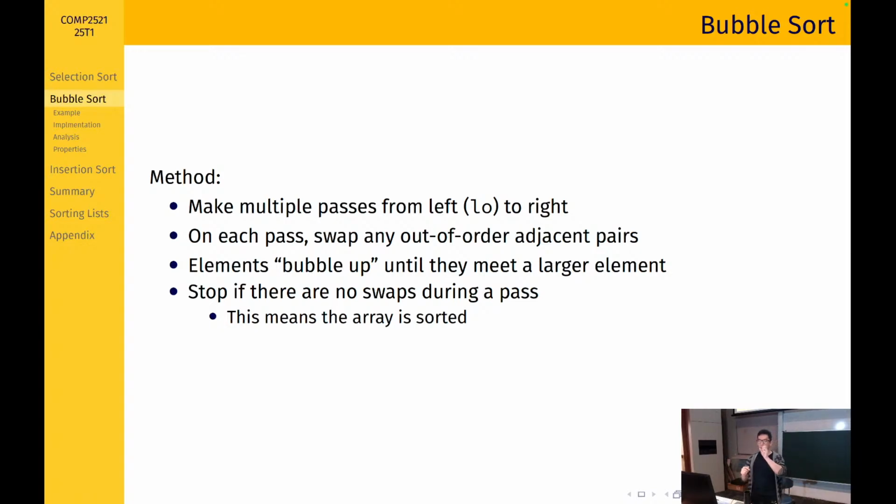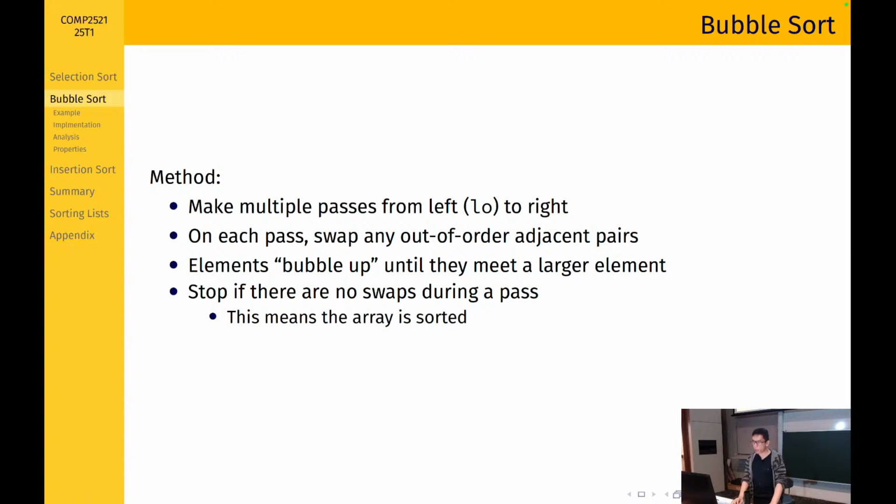And if, while it's comparing these adjacent items, it finds that they're out of order, so the left item is greater than the right item, it's going to swap them. The effect that this has is that larger elements are going to bubble up the array until they meet a larger element, and then that larger element continues to bubble up the array. A special thing about this algorithm is that it stops if during a particular pass it doesn't make any swaps.